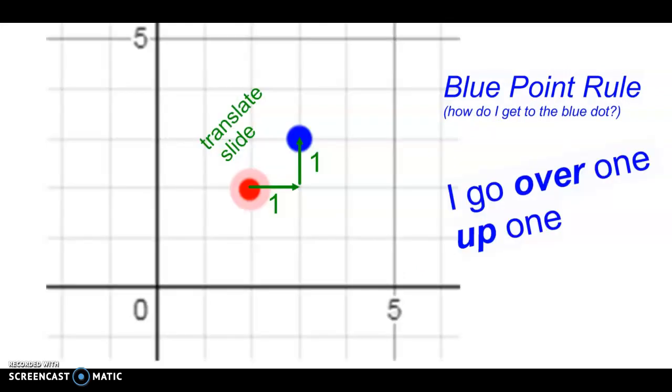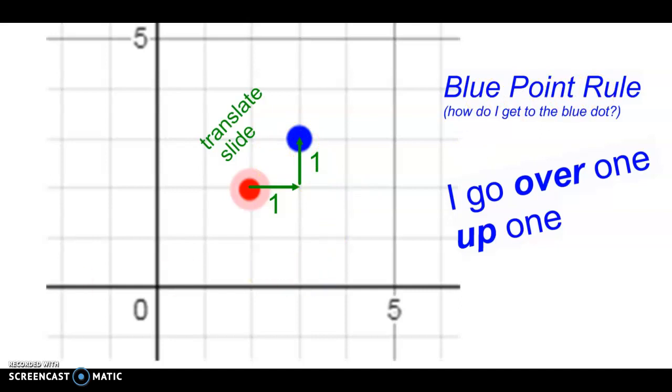And so in the final slide, let's look exactly at what's going on here. We're noticing that I'm always going over one and up one. And that's the translation, the sliding that's going on. So to translate this point, I go over one and up one. And that would be our blue point rule. That's how I get to the blue point.